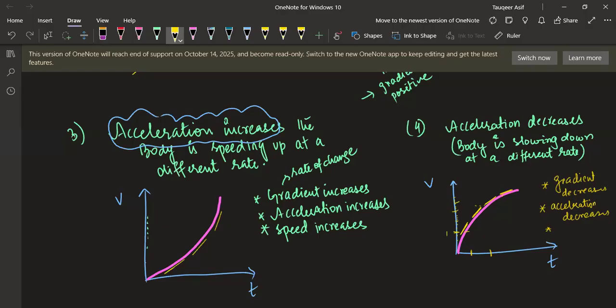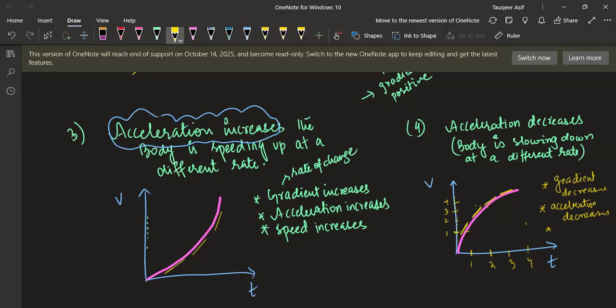If I put numbers here, 1, 2, 3, 4, and this is 1, 2, 3, and 4 second. Now tell me, when the object is moving in the first second, the object has one speed. Okay, say one meter per second. Now in the second 2 seconds, it's going to have 3 meter per second. In the third second, it's going to have 4 meter per second. Then the fourth one, it's going to have 4.5.